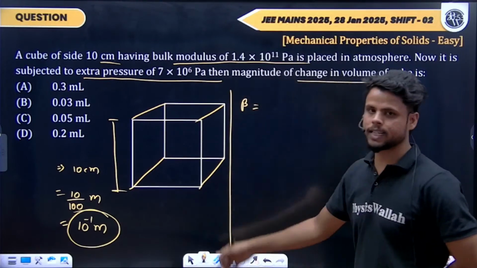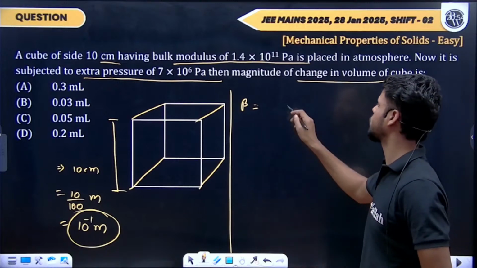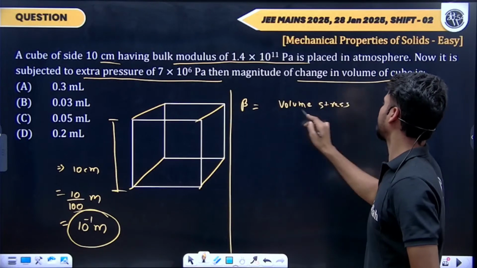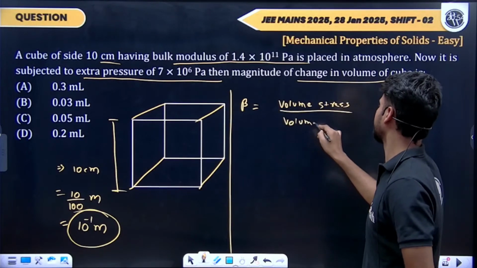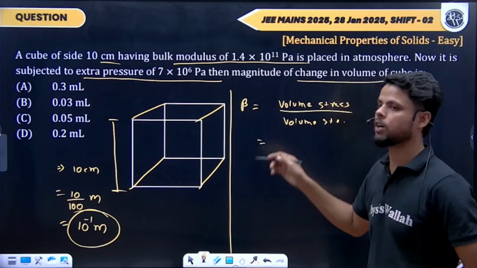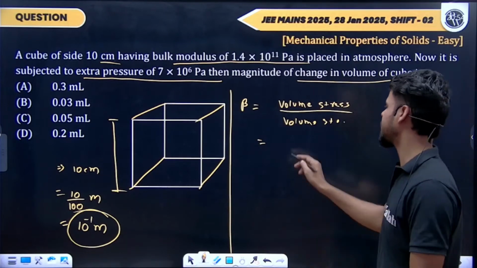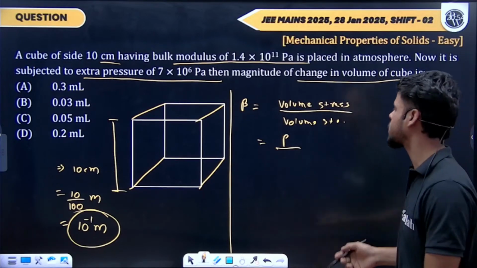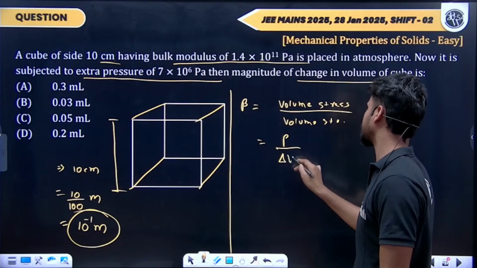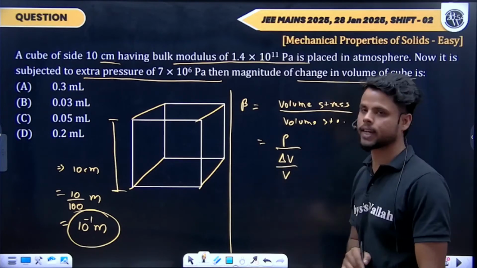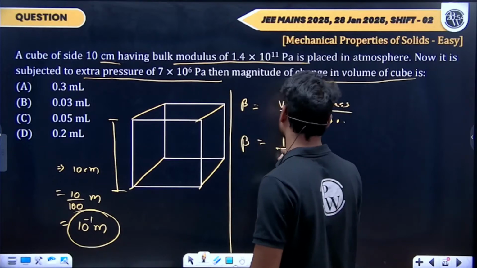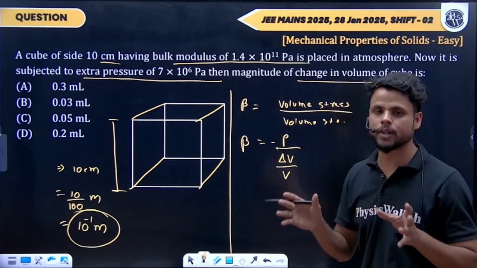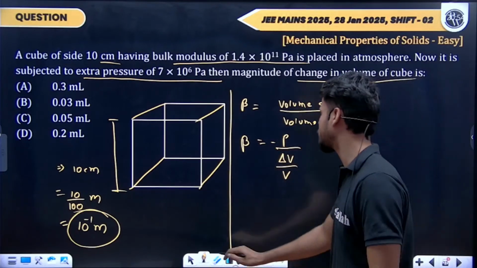Bulk modulus is a modulus which is directly related to volume stress upon volume strain. What is volume stress? Volume stress is force per unit area, which is directly pressure. Volume strain, strain is change in configuration upon actual configuration. Change in configuration is change in volume, actual configuration is volume, and this is coming out to be bulk modulus. Generally in most of the books you will see a minus sign here, which shows that on increasing pressure volume will decrease.